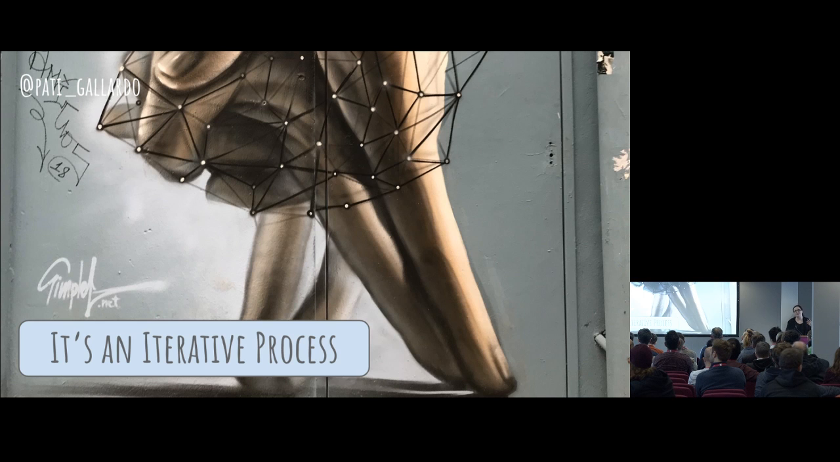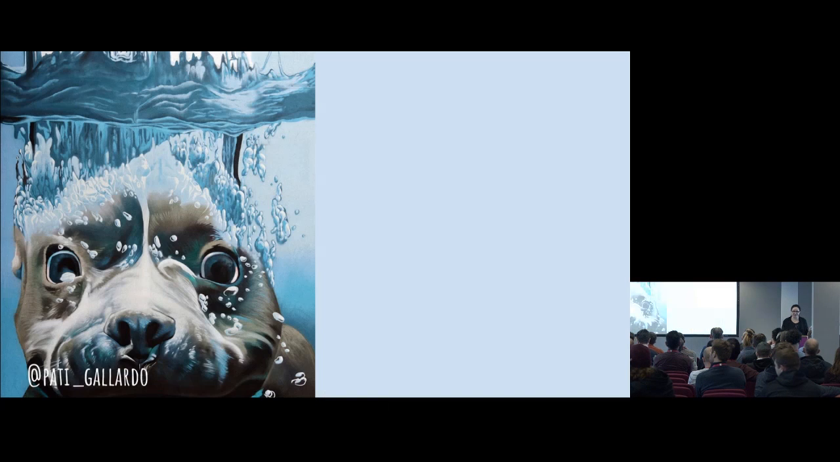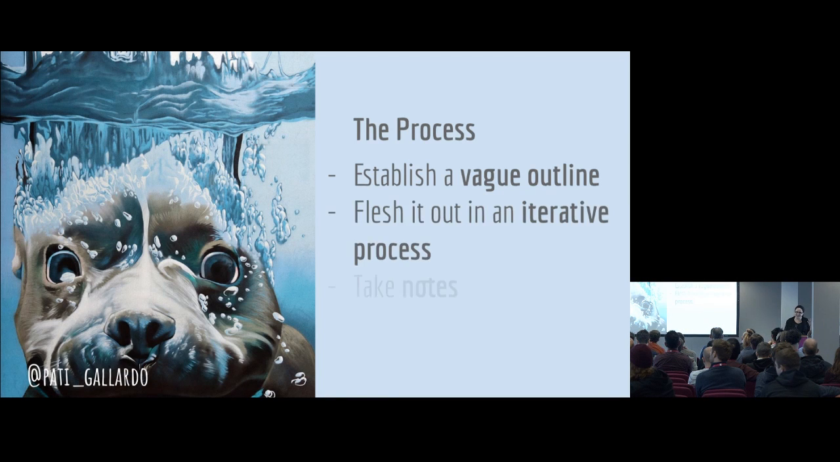One thing that is important to understand is that all of these 10 steps, like I said in the beginning, are an iterative process. It's about doing these things. Establish a vague outline, then you do another thing in the list, then you flesh it out, and you take your notes, you draw it out, and as you go along, you will build up this understanding.